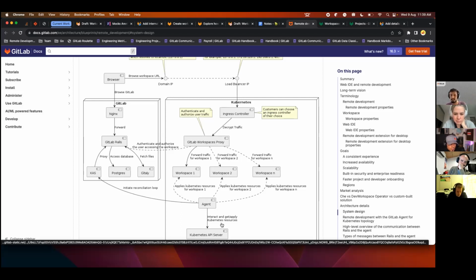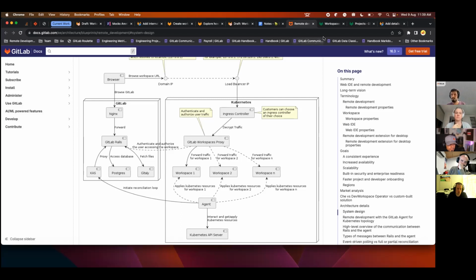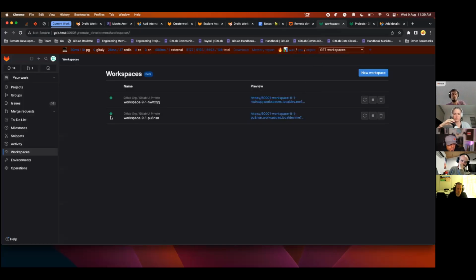The agent creates those Kubernetes resources. It also keeps a watch inside Kubernetes on whether the status of these resources has changed. If it has changed, then in the next poll that I initiate, I will also send over that information. That information then gets updated into the database, and with that, the status of my workspace has changed to running.